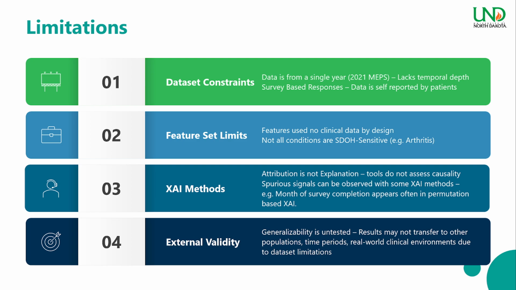We saw some unusual signals in this data set as well, like when we ran the results, showing the month the survey was completed being important for the permutation importance methodology. That's likely just noise or an artifact of how the method works. And then finally, external validity is still an open question. We don't yet know if these findings would generalize to other populations or different time frames or actual clinical settings. And that's the work that needs to get tested in the future.